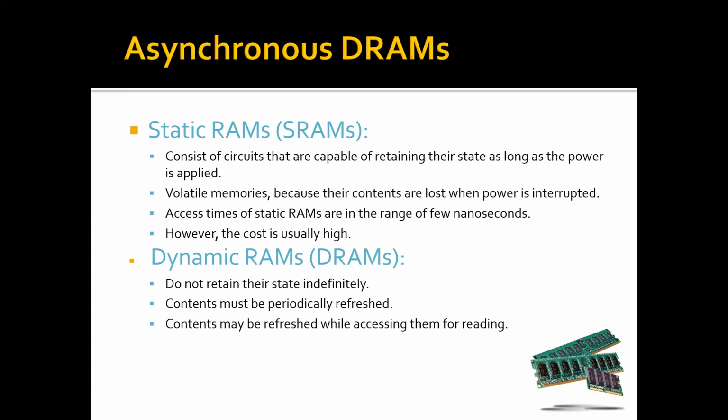So we have 2 different kinds of RAMs over here: static RAM and dynamic RAM. What is static RAM? Static RAM consists of circuits that are capable of retaining their state as long as the power is applied. So as long as the power is there, the data is there. Once the power is off, data will be lost. These are volatile memories because their contents are lost when the power is interrupted. Access time of static RAMs is in the range of a few nanoseconds, so static RAMs are very fast. However, the cost is usually high.